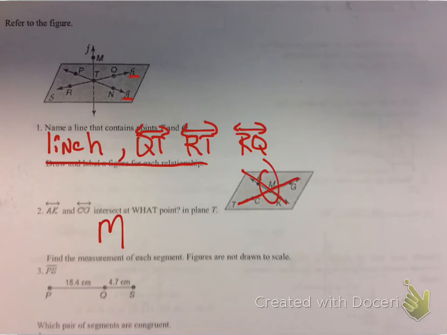Find the measurement of each segment. Figures are not drawn to scale, because you need to know that. Anyways, what matters here is that you're just going to make sure you add the two. So you add those together, 18.4 plus the other segment equals 23.1. Now, if I turn that around and said, find a smaller segment or find the larger segment, and I gave you the total, you would make sure you would subtract. So, again, should be fairly easy.